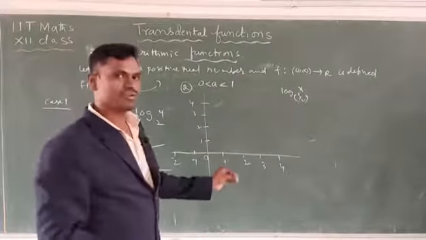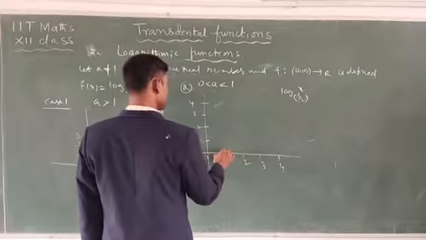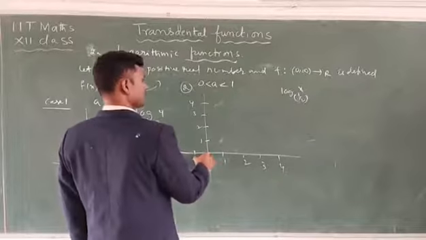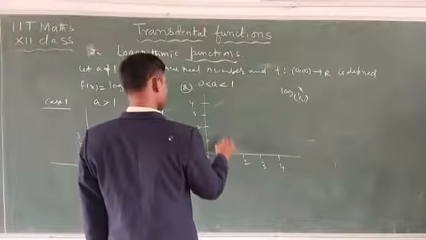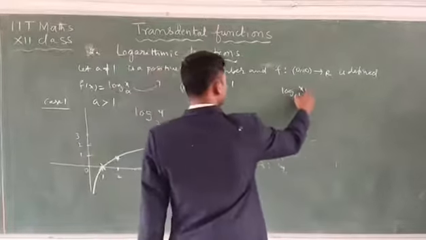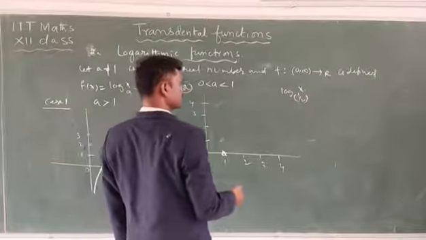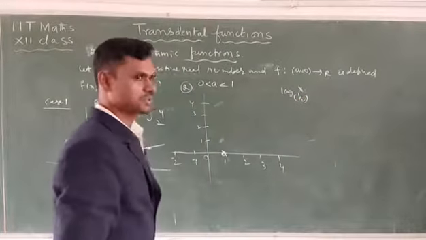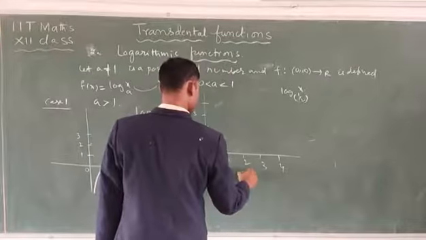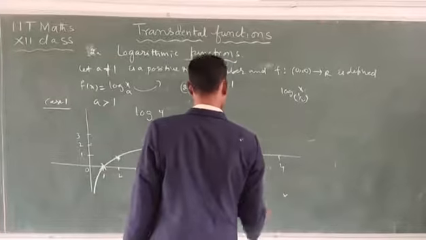Now instead of x you have to write 1. Log 1 is equal to 0. Now you can write 1 by 2: for x equal to 2 it means minus 1, and for 4 you can write minus 2.